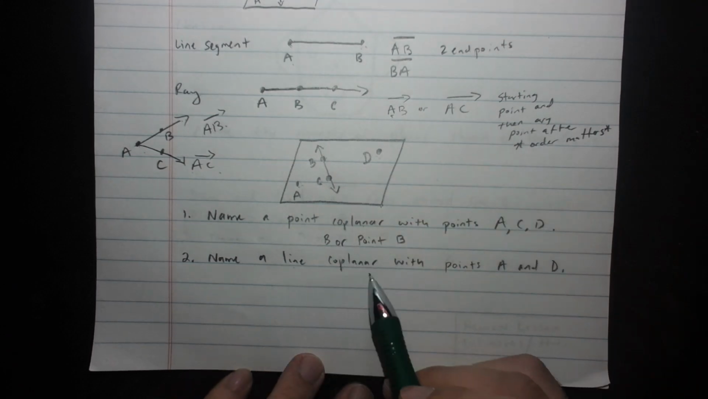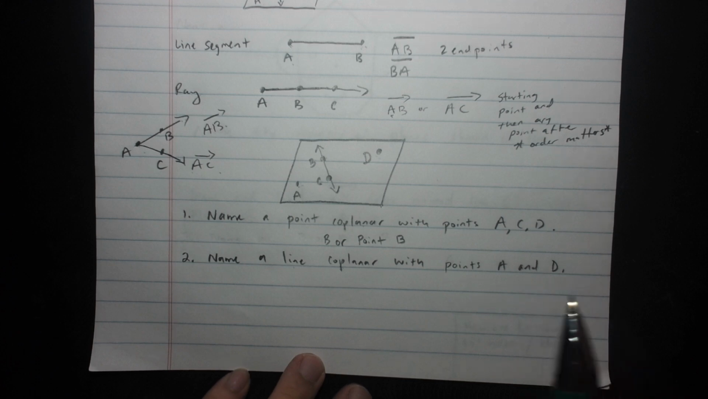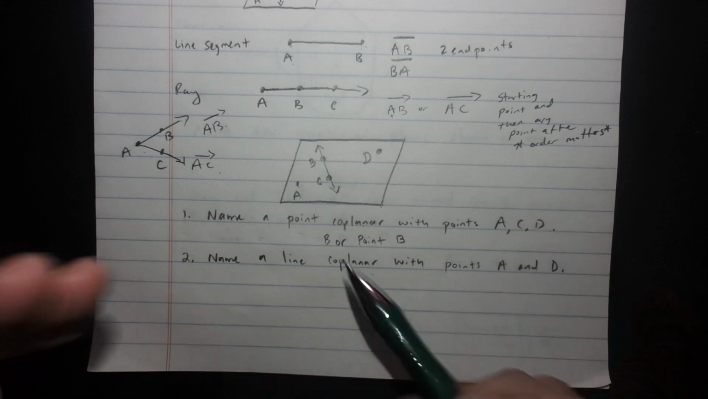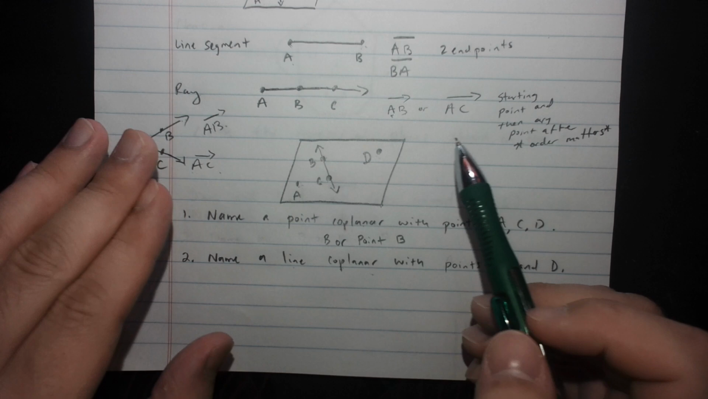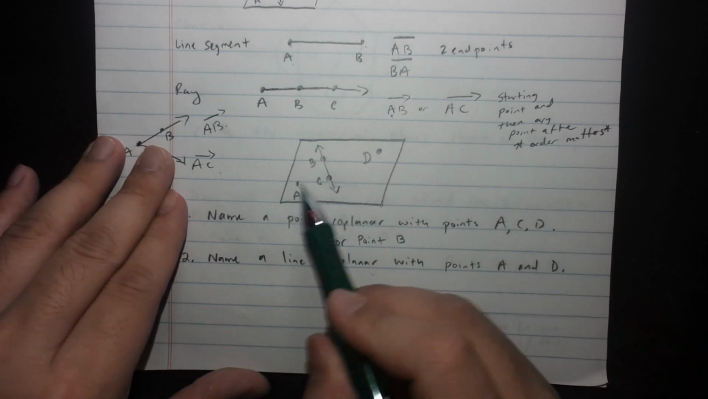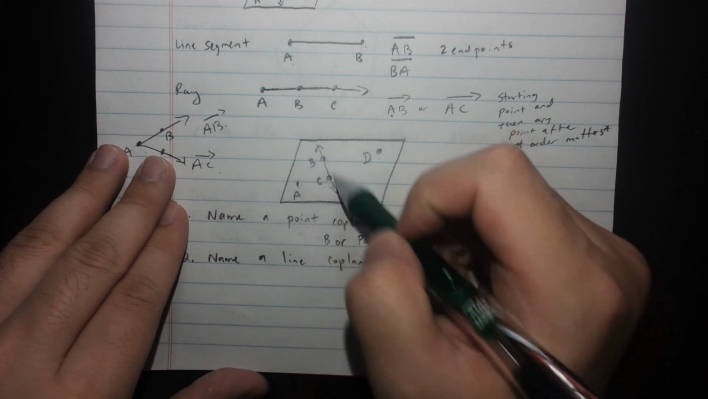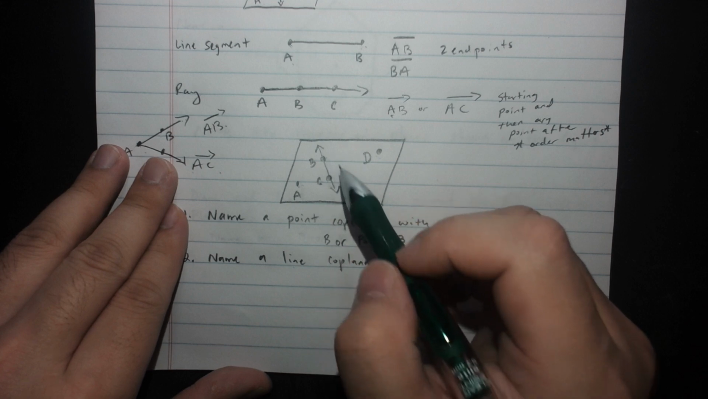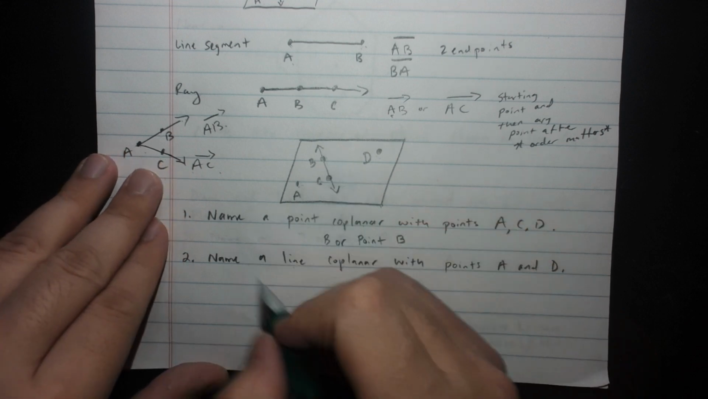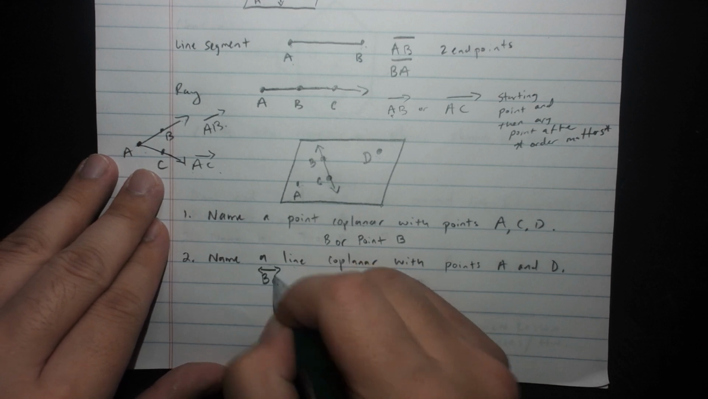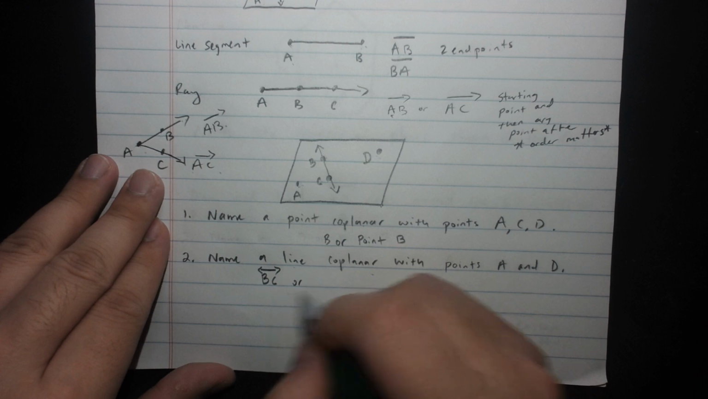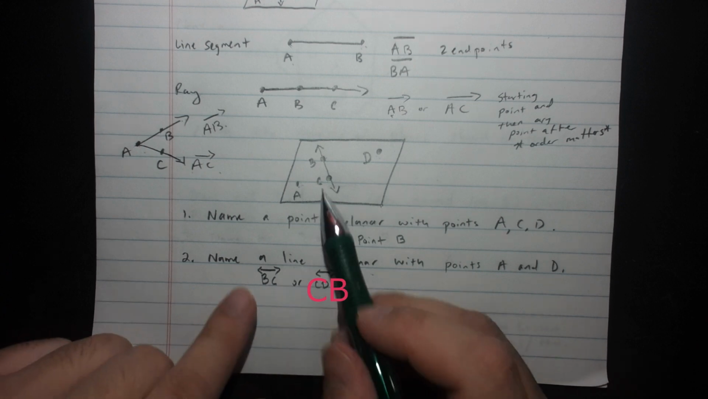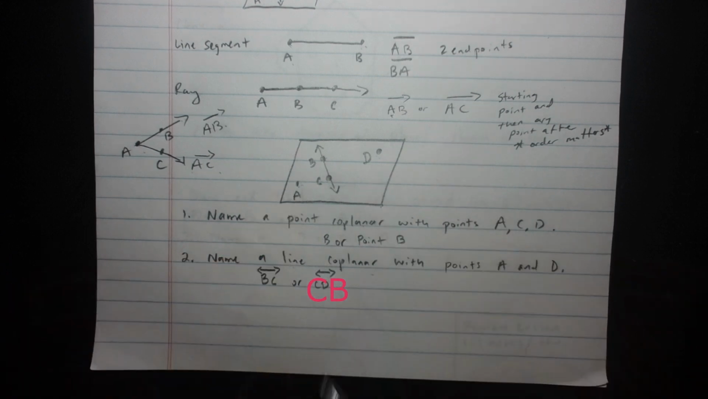Number 2, name a line coplanar with points A and D. So remember, coplanar, all the objects must be on the same plane. And this line here is coplanar with points A and D. So what's that line here? How do we name this line? Well, we have two points, and since we have two points, we can name that line with two points. So I can say BC with a line above those two points, or if you want, you can switch the order. You can call this line CD. So we have line BC or line CD. This line is coplanar with points A and D.